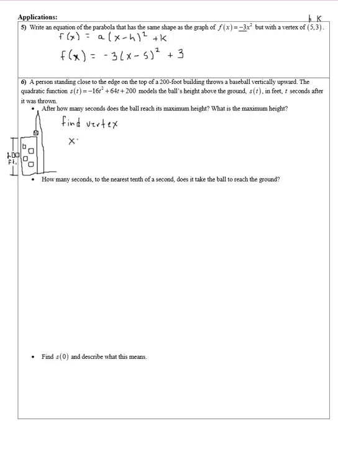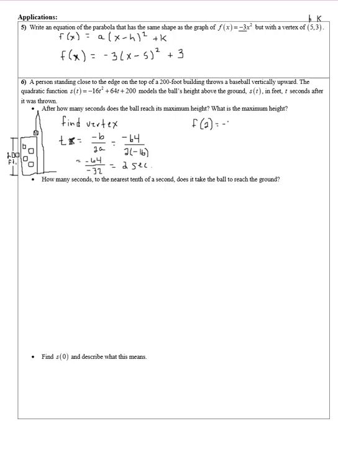So remember, the x-coordinate of the vertex is negative b over 2a. b is 64, so negative 64 over 2 times negative 16, which is negative 64 over negative 32, which is 2. And I shouldn't have said x-coordinate here. I should have said t-coordinate, because our independent variable this time is t, not x. So now we need to find the y-coordinate. So after 2 seconds, it reaches its maximum height. But how high is that?